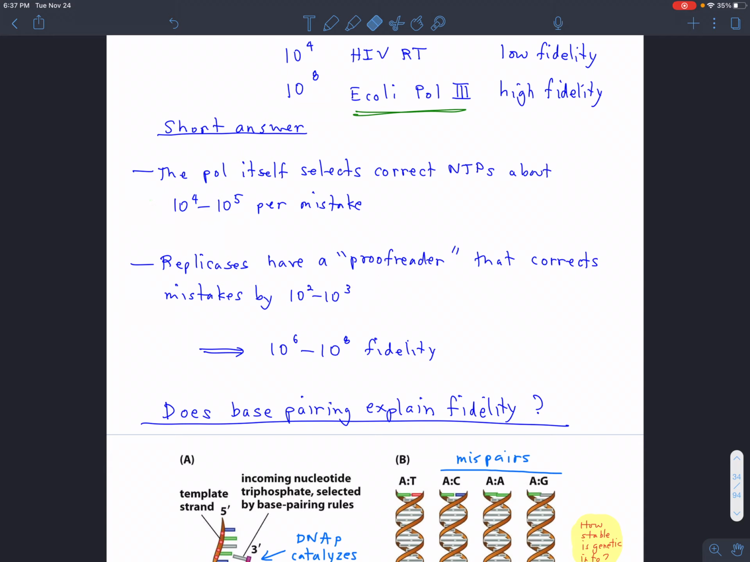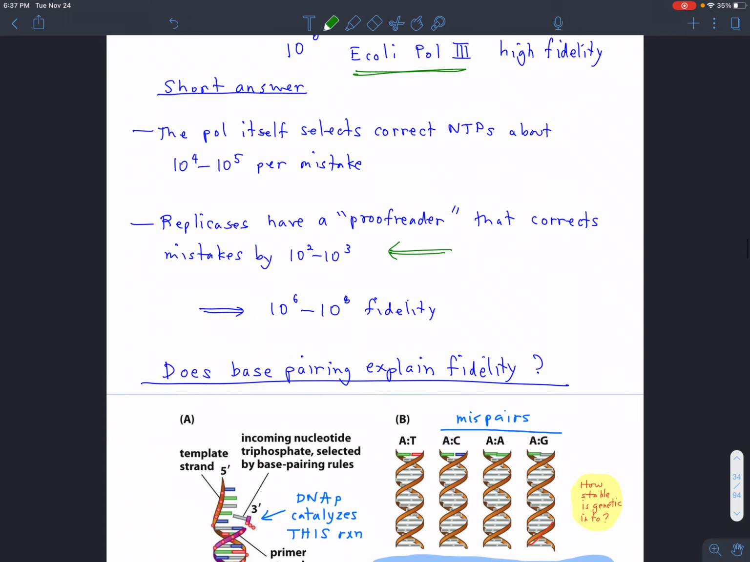The second reason is, the polymerase itself is really good, but a lot of polymerases have what's called a proofreader, which is a second active site on the polymerase. Sometimes it's part of the same protein, sometimes it's an additional protein subunit that binds to the first protein. But what the proofreader does is basically check over what the original polymerase did, and if it finds a mistake, then it cuts that mistake out and causes the polymerase to redo that step. And it's good enough so that it decreases the mistake rate by a factor of 100 or 1,000.